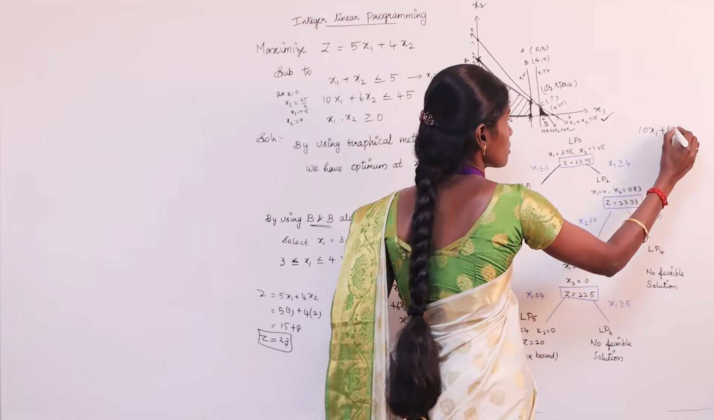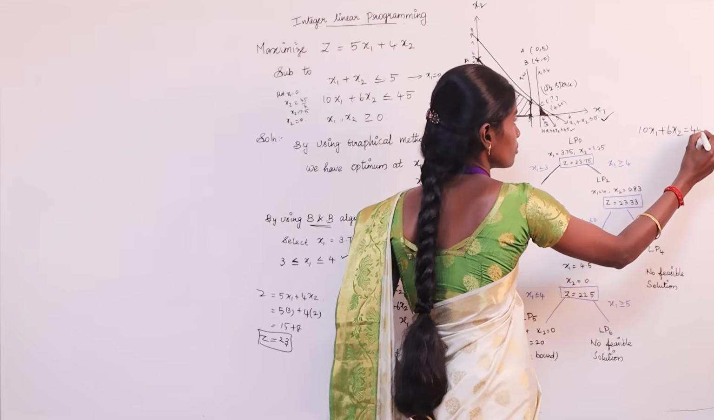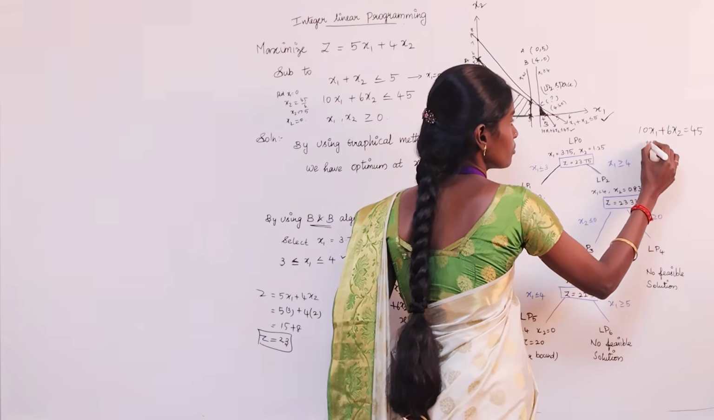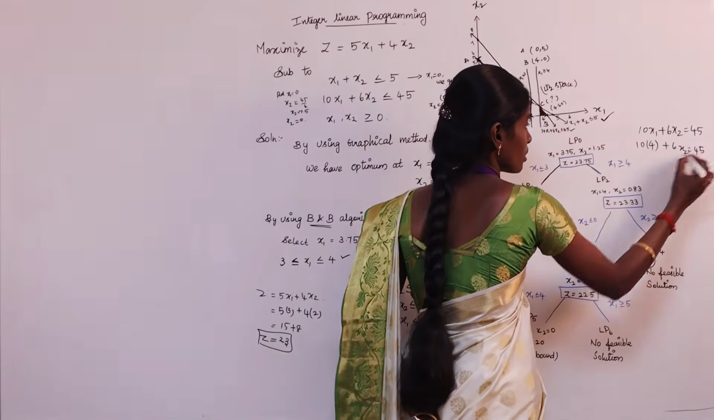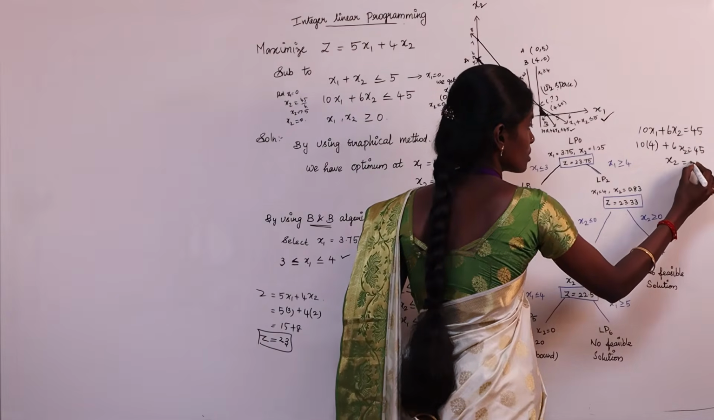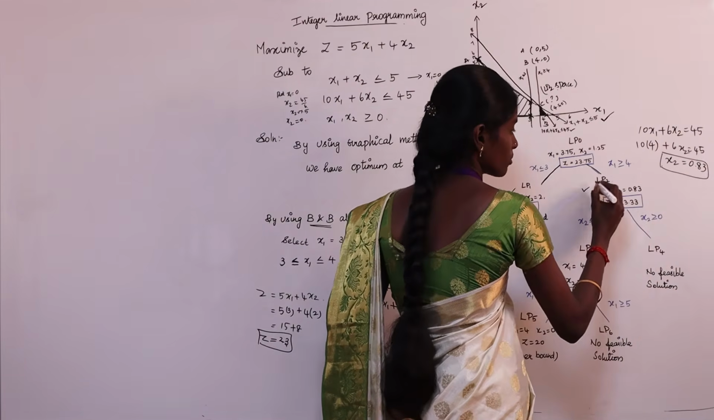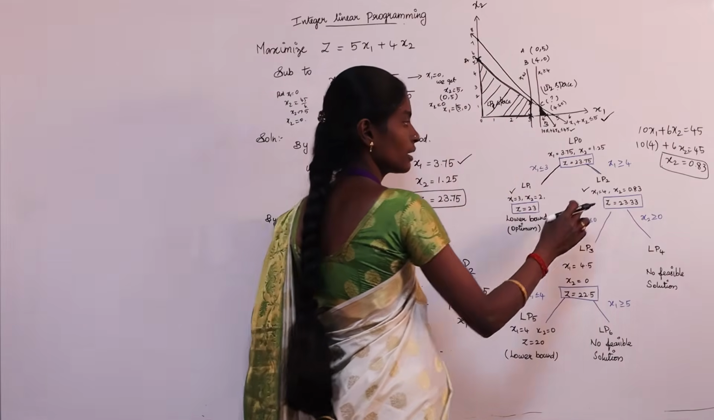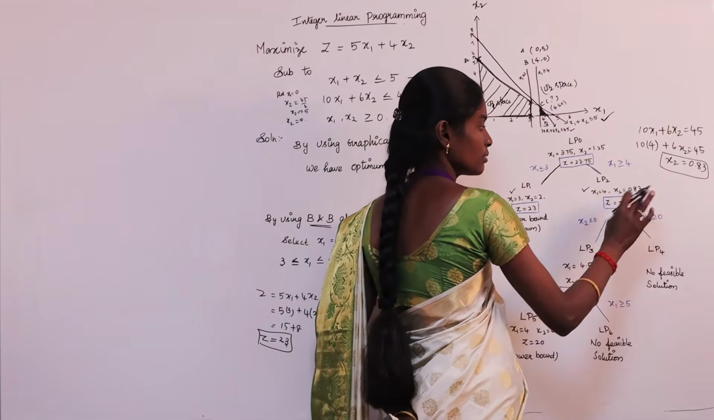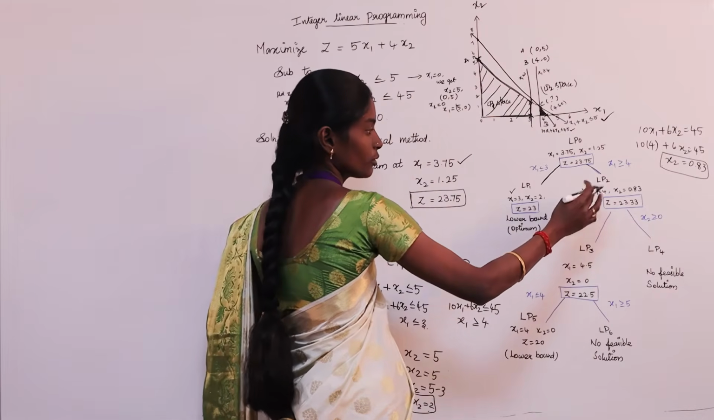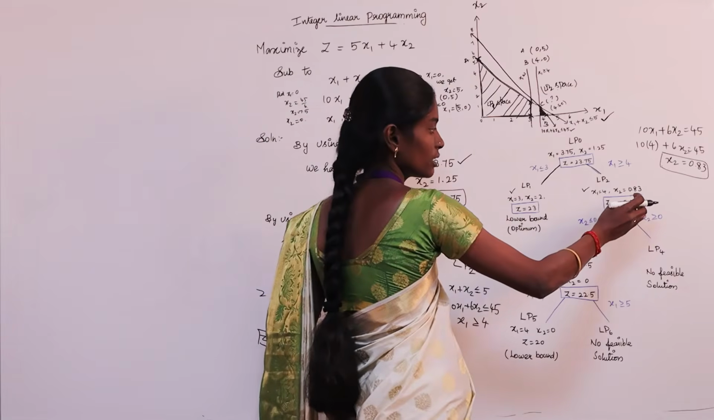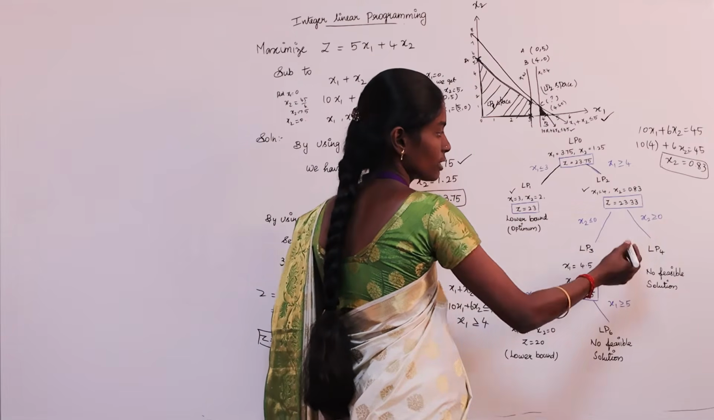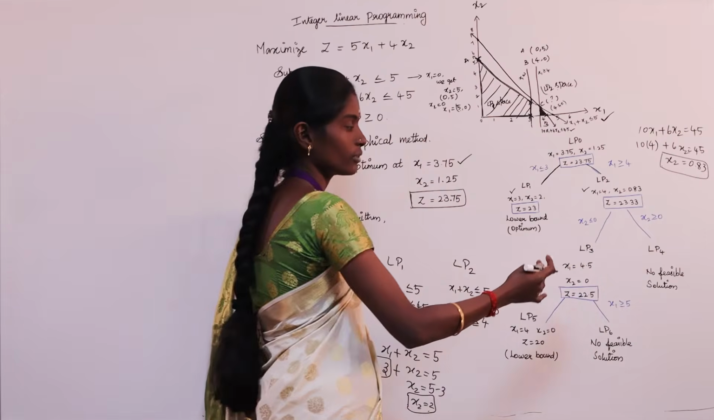10x1 plus 6x2 equal to 45. x1 is equal to 4, plus 6x2 is equal to 45. We have x2 is equal to 0.83. x1 is equal to 4 is the integer value, and again we are getting x2 as a decimal value. If we substitute these values in our maximization function, we obtain 23.33, which is a decimal value. So we have to proceed further.